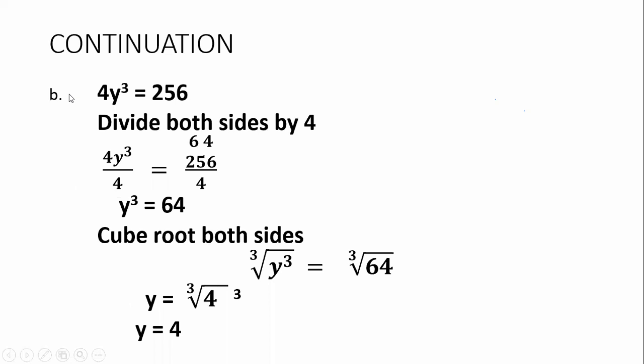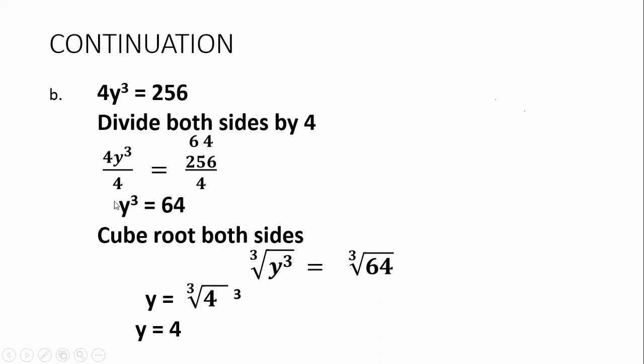Again, B question from exponential equation. 4y cubed equals 256. The coefficient of y cubed is 4, so you divide through both sides by 4. 4 will cancel 4, and you have y cubed. 256 divided by 4 gives 64. 4 into 25 is 6, 24, remainder 1, then in 16, 4.